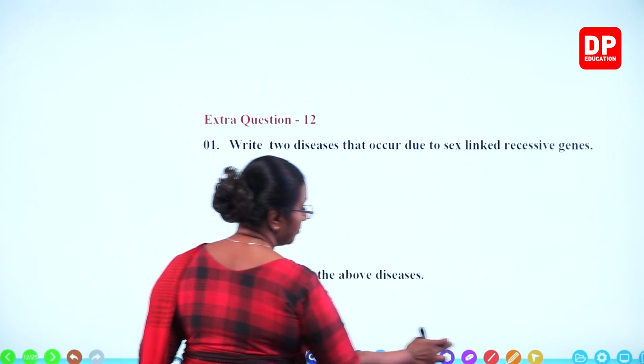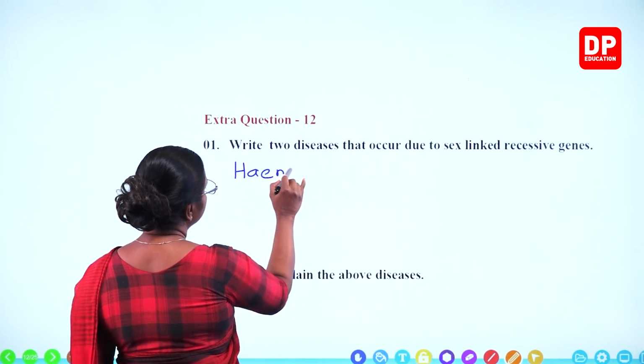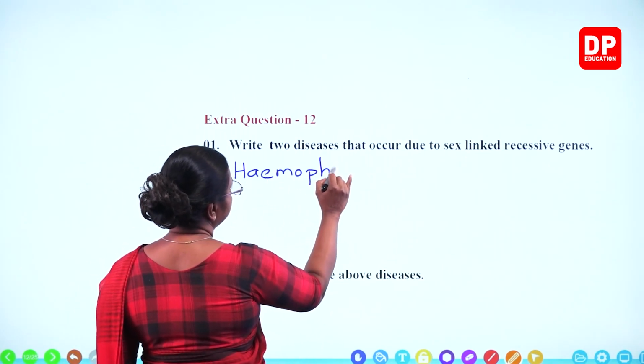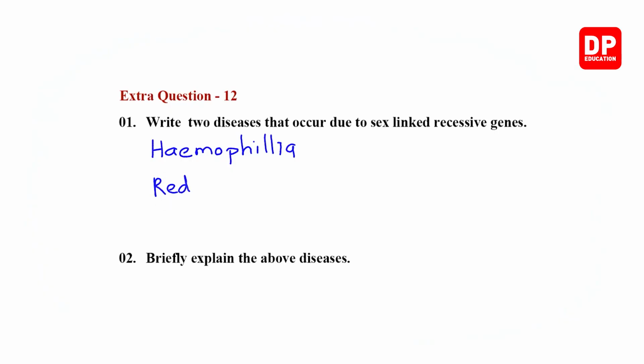So one is hemophilia, and red-green color blindness.